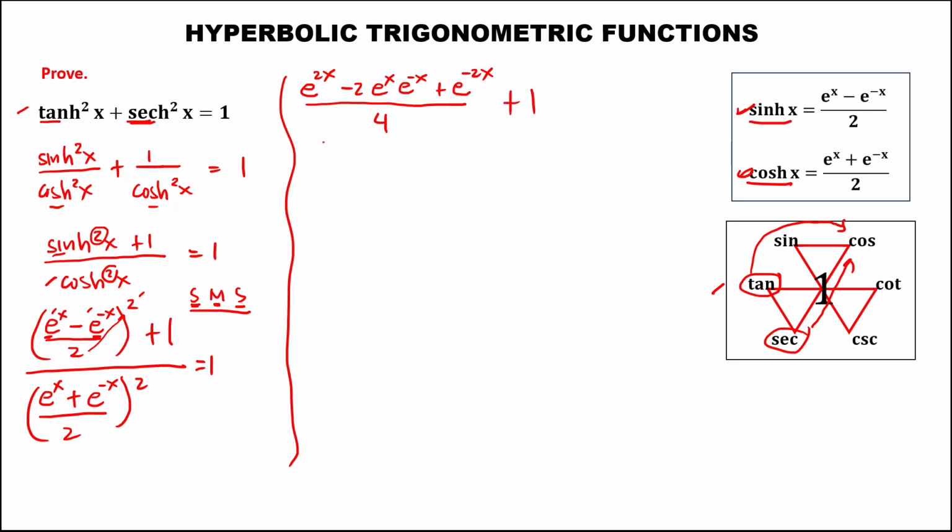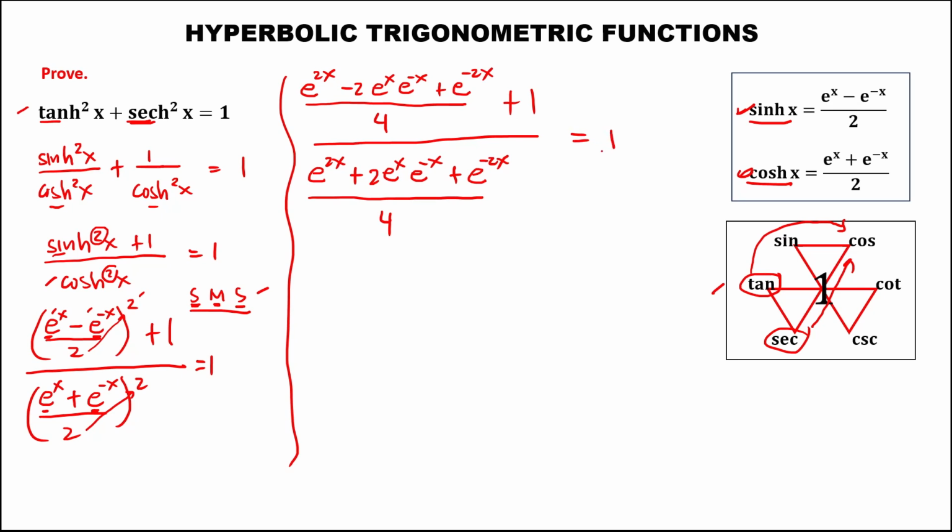then plus 1, over the denominator. Again using the square of a binomial, the square of the first term is e to the power 2x, then plus, this one is positive, 2 e to the power x and e to the power negative x, then plus the square of the second term, e to the power negative 2x, over the square of 2, that's 4. Then again, this is equal to 1.